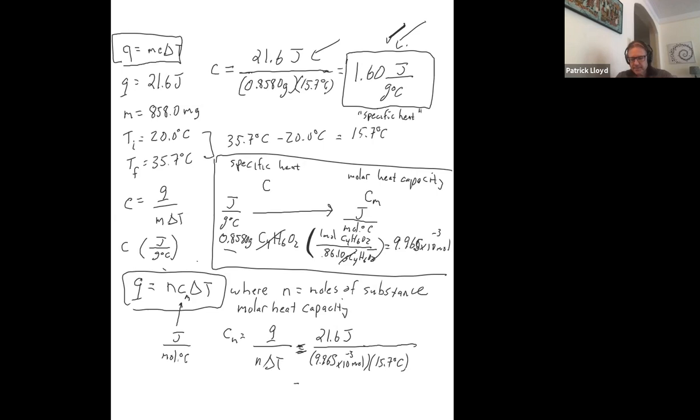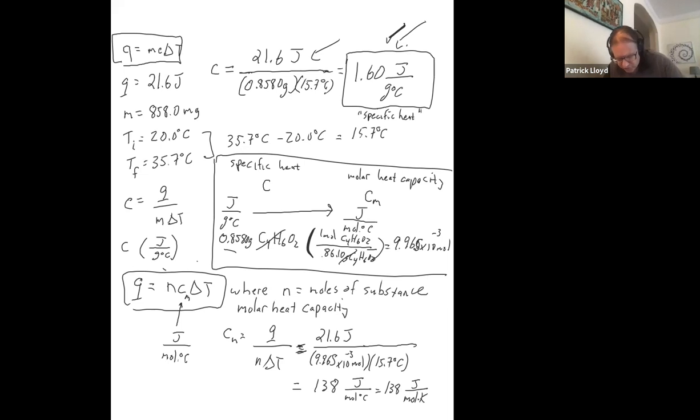Okay. You might put the temperature difference in Kelvin. That's perfectly fine. 21.6 over 9.965 times 10 to the minus 3 divided by 15.7. And you get a very different value. So I'm going to round it to 138, but now it's joules per mole degree C. Or you may see it as 138 joules per mole Kelvin. Doesn't matter. A difference of 1 Kelvin is a difference of 1 degree C.